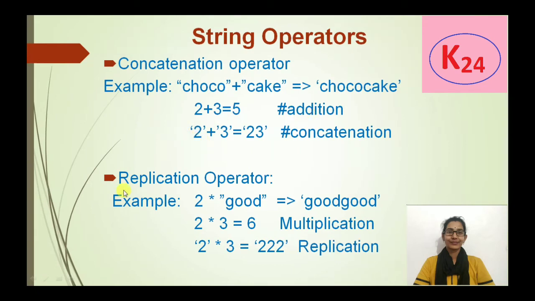Then second is the replication operator, and for this we use the star sign. It will create a new string that is a number of repetitions of the input string. So we use the string in double quotation and the number of repetitions as an integer number. Then it will display the result as a repetition. For example, 2 into "good", then good will repeat 2 times. So it is different from the multiplication of integer numbers.